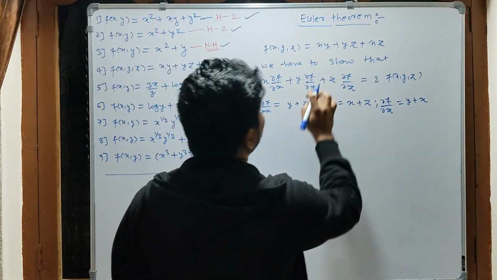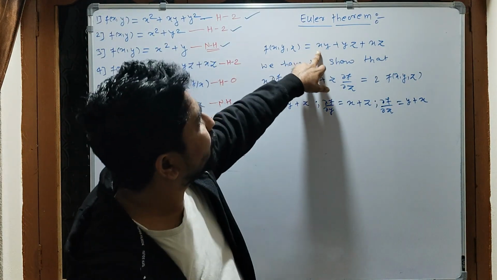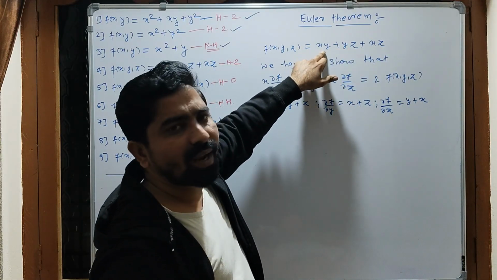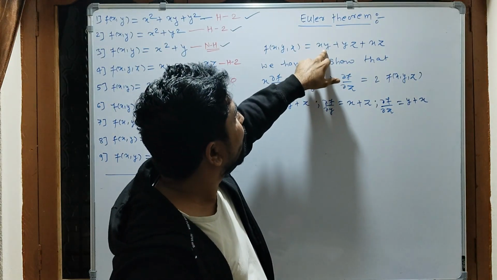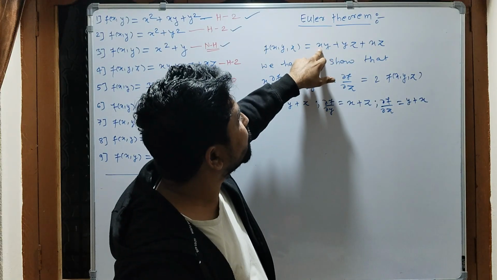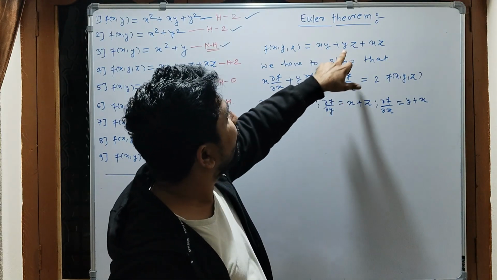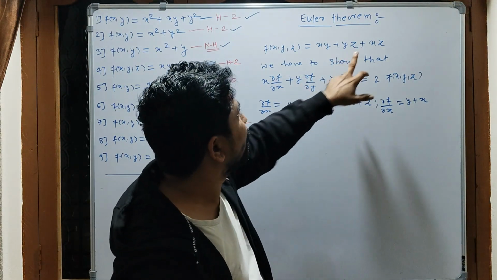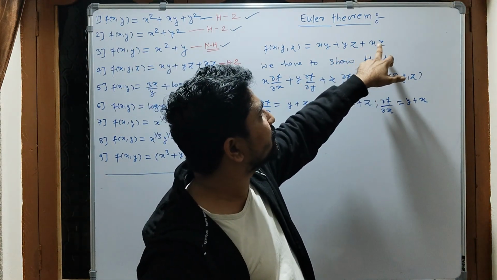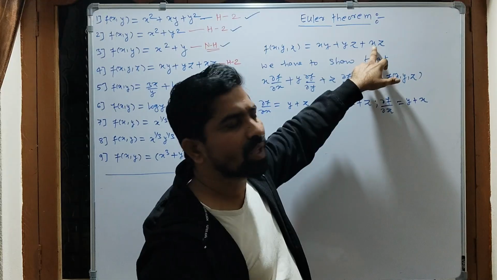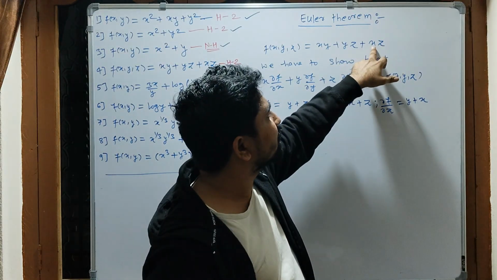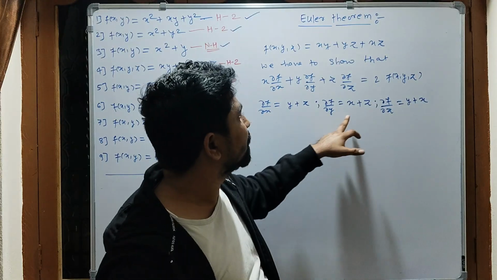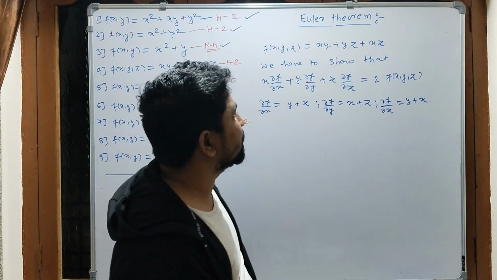Just observe one thing: the partial derivative of this function with respect to x. While taking the partial derivative with respect to x, treat y and z as constants. Here y is constant, the derivative of x with respect to x is 1, so this is y. Y is constant, z is constant, the derivative of a constant is 0. And z is constant, x is variable, the derivative of x with respect to x is 1, so z as it is. So this is y plus z, x plus z, and y plus x.